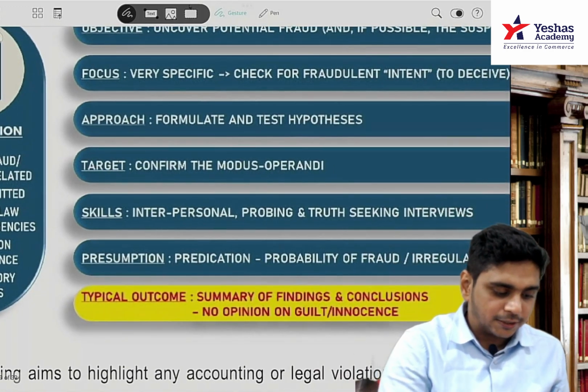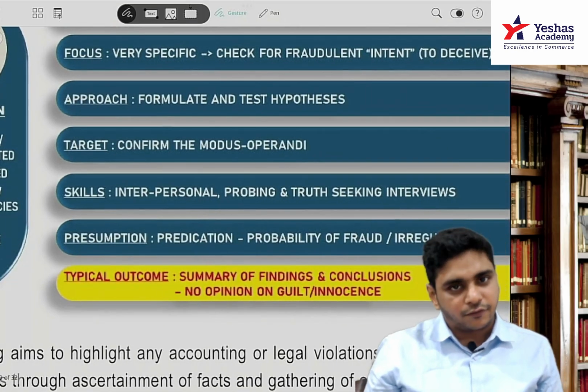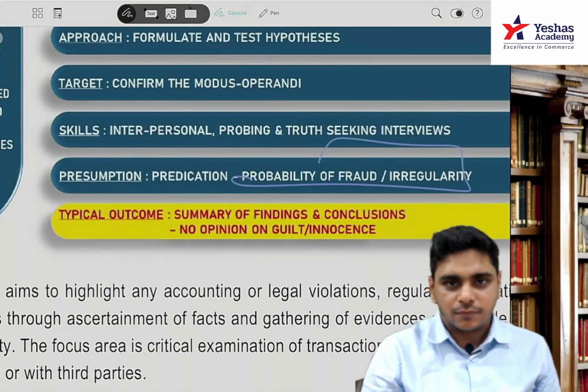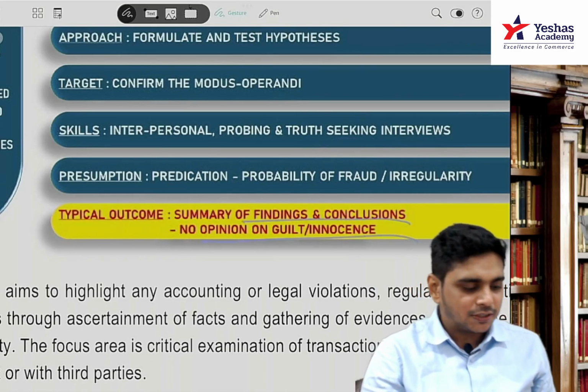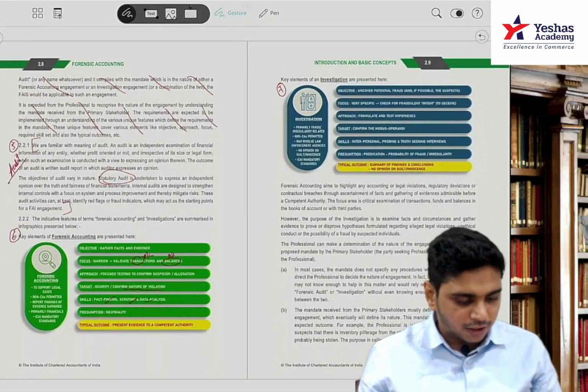Skills: interpersonal, because you have to interrogate people, you have to ask questions. Probing and truth-seeking interviews. Presumption: prediction, probability of fraud or irregularity. Outcome: summary of findings, conclusion and no opinion on guilt or innocence. So these are the three different elements of audit, investigation and forensic accounting.